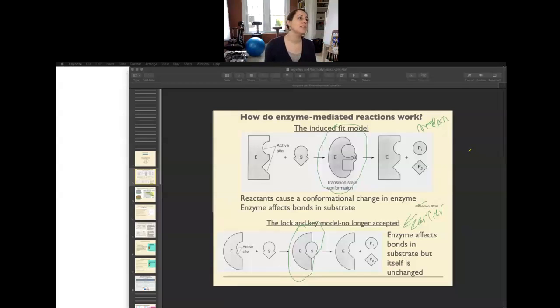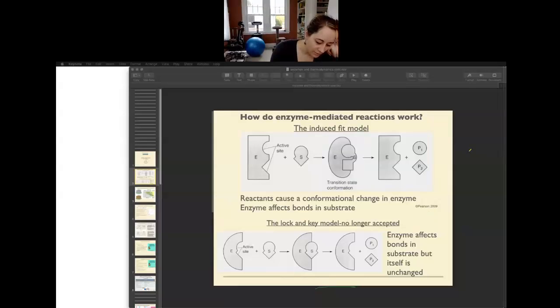The reason why was that they weren't looking at enzymes in different situations. They were crystallizing enzymes and then analyzing those shapes. So it makes sense that they only predicted that there was a single shape for an enzyme. That was the enzyme when it's unbound, when it's bound, and then after the products have been made. On the other hand, now we know that the induced fit model at the top is more accurate.